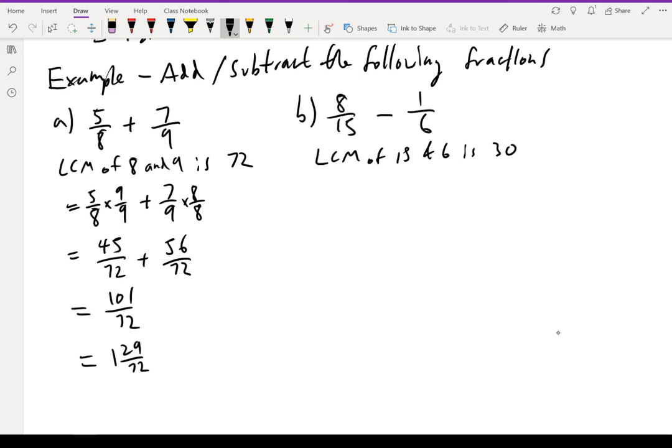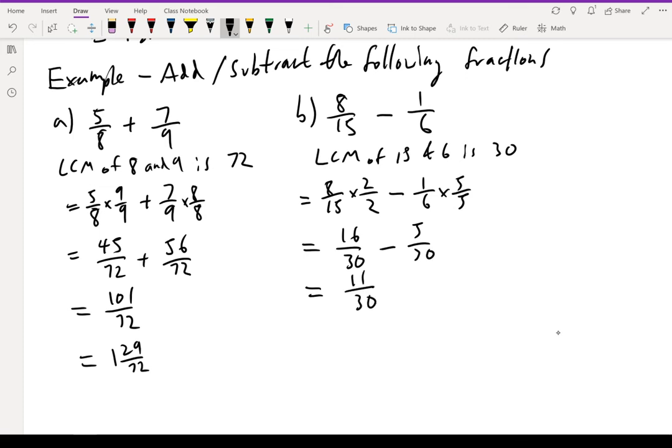Okay, so that's 15 times 2, and that's 6 times 5. So we have to change the fraction now to 8 over 15 times 2 over 2. Okay, that's how you get from 15 to 30. And then minus 1 over 6 times 5 over 5. Okay, and then this fraction becomes 16 over 30 minus 5 over 30. And so once you take the subtraction, that is just 11 over 30. And then that is already the simplest form because 11 is a prime number.